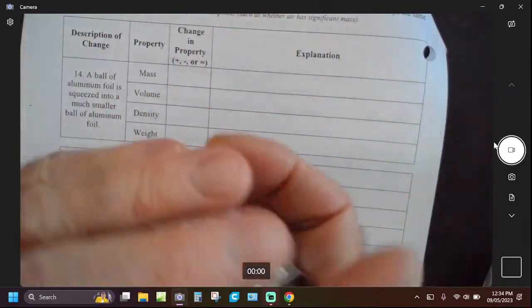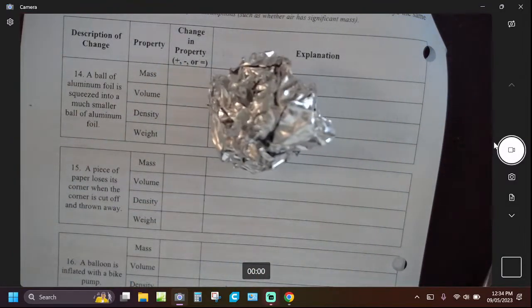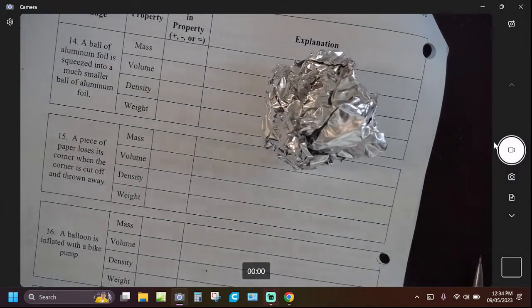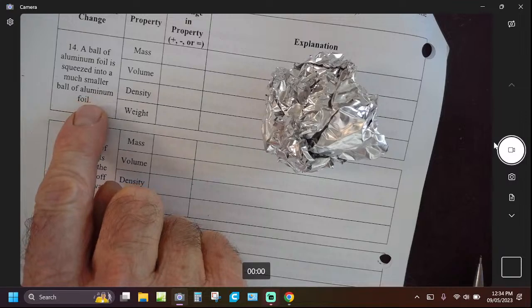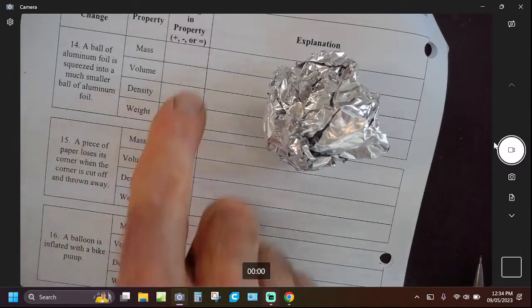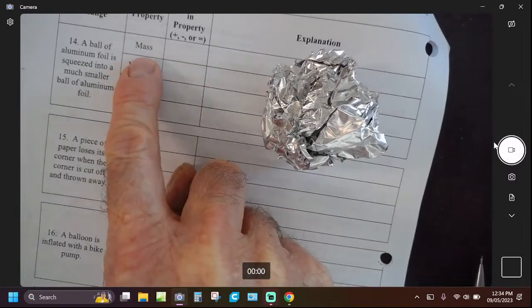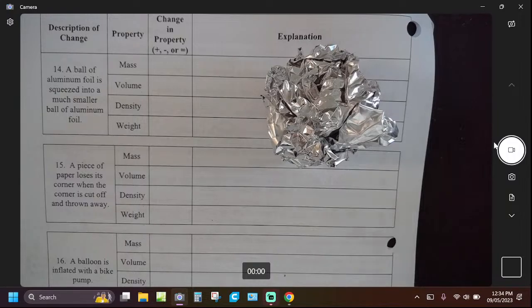So I've made my aluminum foil into a ball right here. All right, ball of aluminum foil. And the way this works is I'm going to do something. I'm going to squeeze the aluminum foil into a smaller ball of aluminum foil. And then for each of these, we're going to have to tell, did this increase? Did it decrease? Did it stay the same? And then write some brief explanation there.